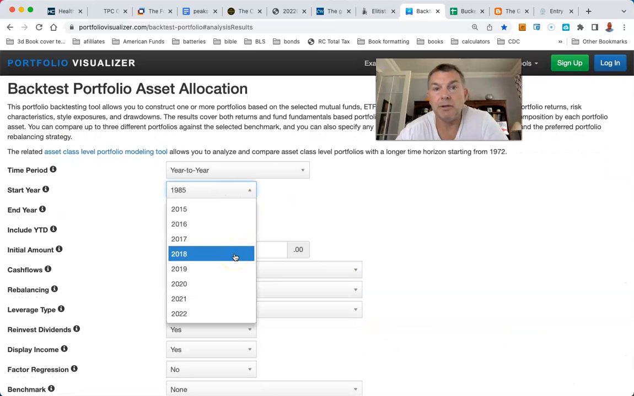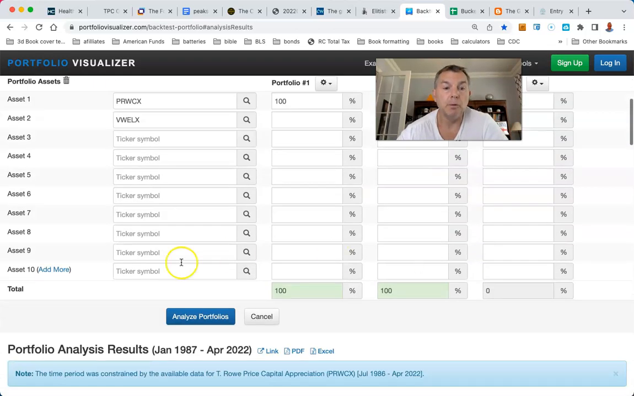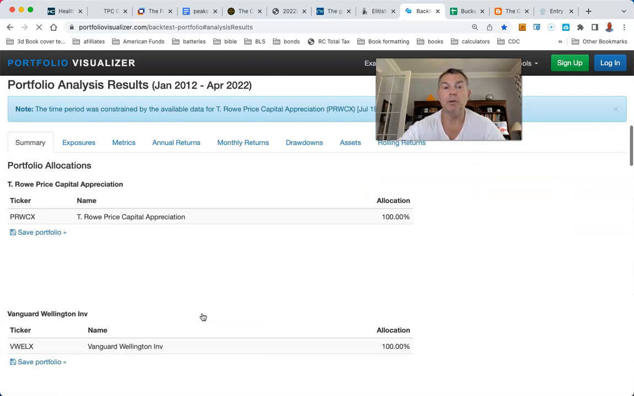All right, so let's see over the last 10 years. I imagine that Wellington probably got smoked by this guy some because of mid-cap growth. And we'll just go to the last 10 years and see what we're looking at here. I bet T. Rowe Price has smoked it.